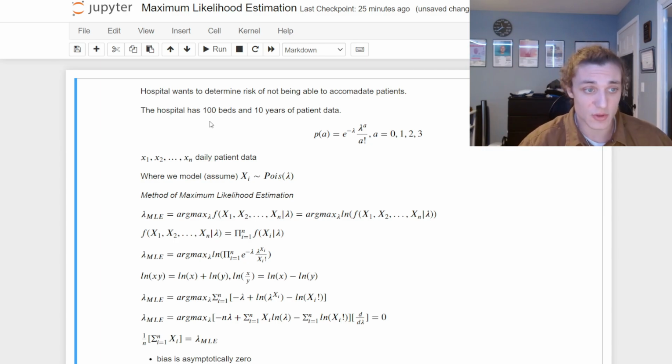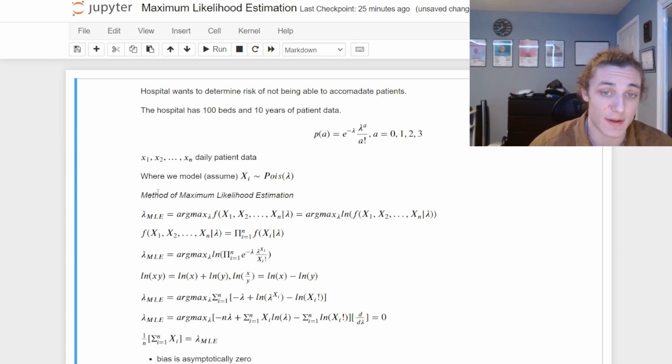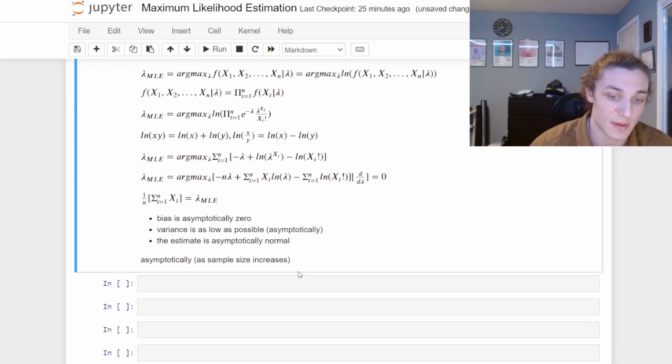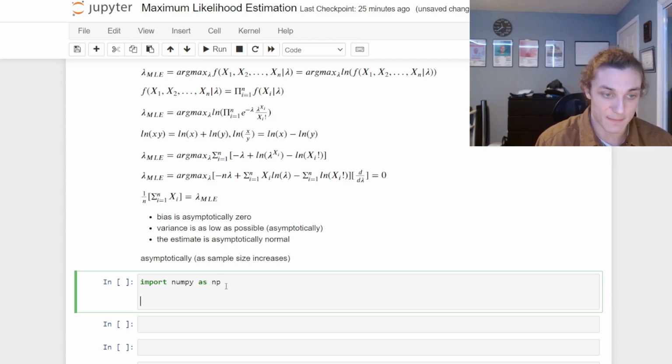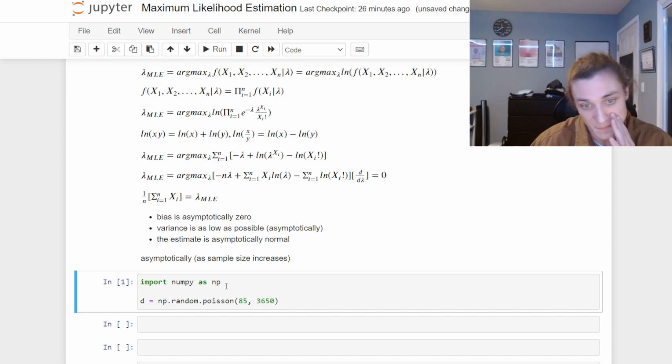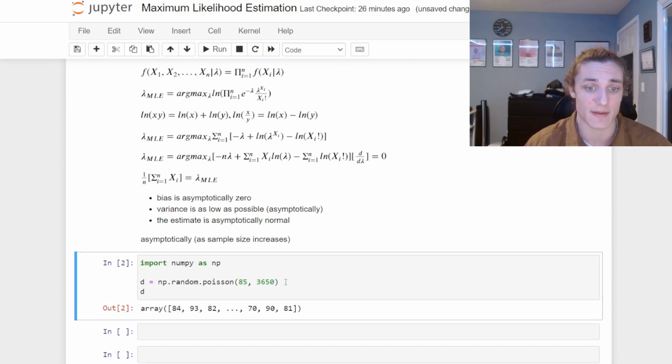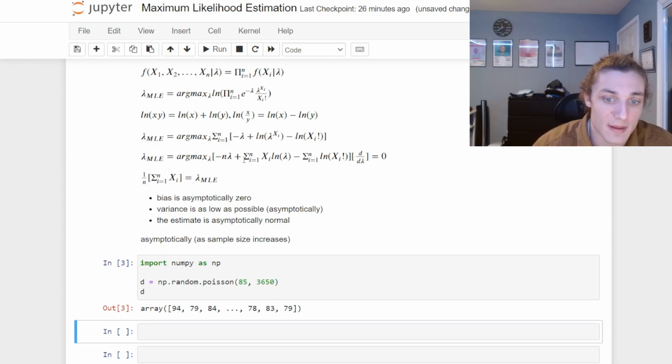Well, let's go ahead and simulate some patient data and then construct an estimate and see if we can actually compute this probability. So I'm going to say import numpy as np. And the patient data I'm going to call D. I'm going to say it's np.random.poisson. And the parameter I'm going to use is 85. And I'm going to generate 10 years of daily data. So 3650. Okay. So if I actually look at this data vector, it's going to change every single time, right? But you get the gist. This is our simulated patient data.